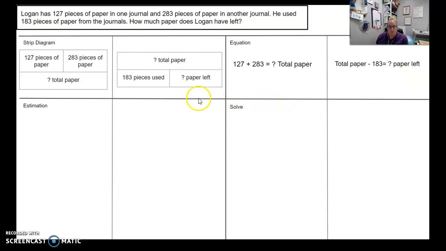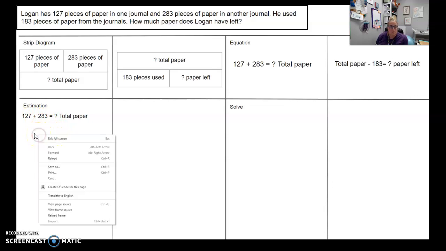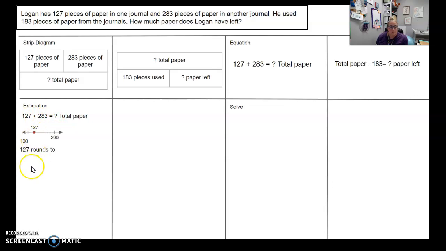So today we're going to actually work on the estimation. So when we're estimating, we're going to still go 1 step at a time. So we're going to bring our first equation down. So we have 127 plus 283 equals question mark. And just like we've been doing, I'm going to use a number line to help me with my rounding, and I'm going to go ahead and plot that. So I have 100 on this side and 200 on this side, so I'm rounding to the nearest 100. And I have 127 somewhere around here. So I know that 127 rounds to 100.